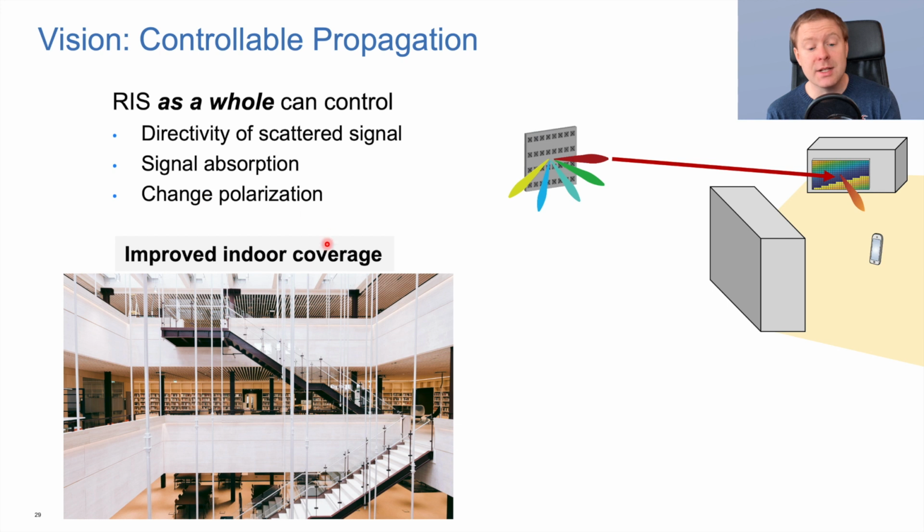Suppose we put a base station at the top here, radiating downwards, well then the signal will not reach into different floors here. So we can put up these surfaces to receive signal from above and then reflect it into different parts of the different floors.